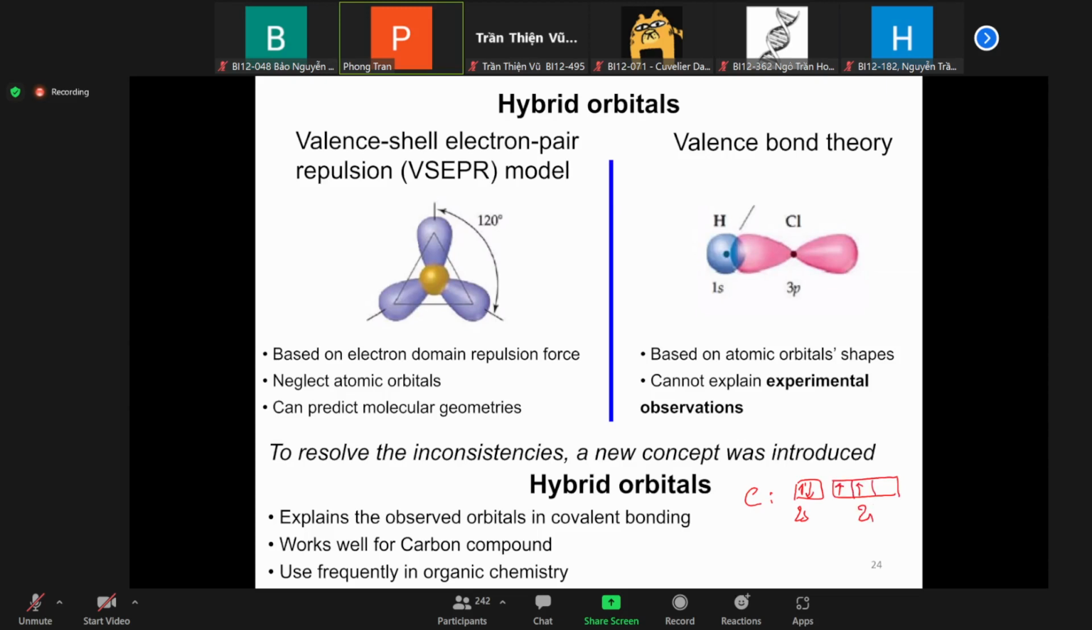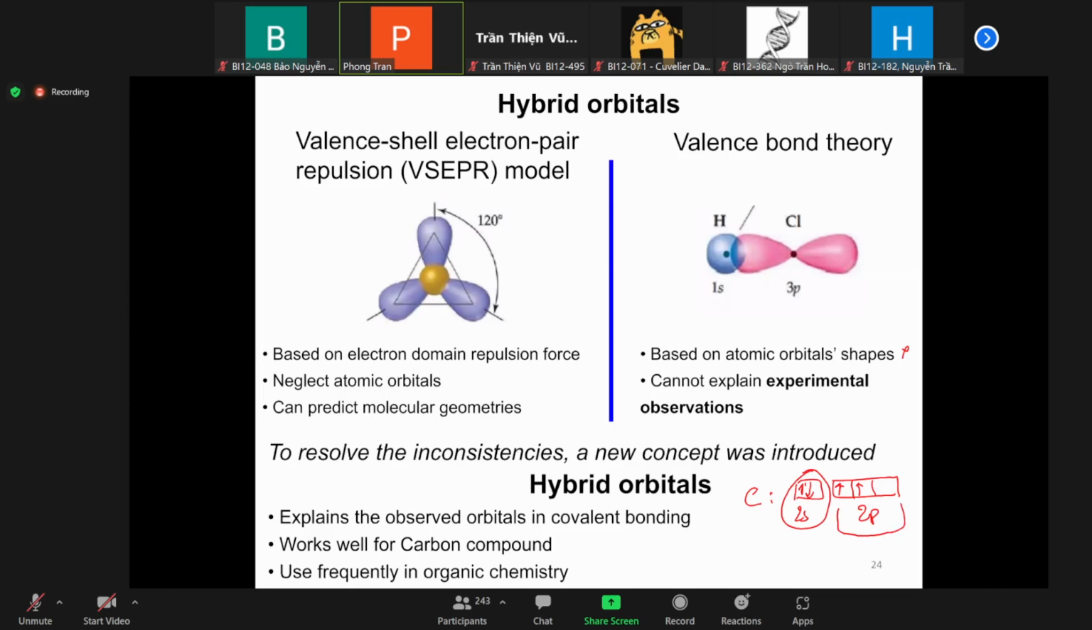Okay? And because when we talk about the overlap, we consider the shape, the origin of the atomic orbital. Then we can understand that when the carbon makes the chemical bond, the 2 electrons in the orbital s will overlap differently compared with the 2 electrons in the orbital p. That's the first thing.